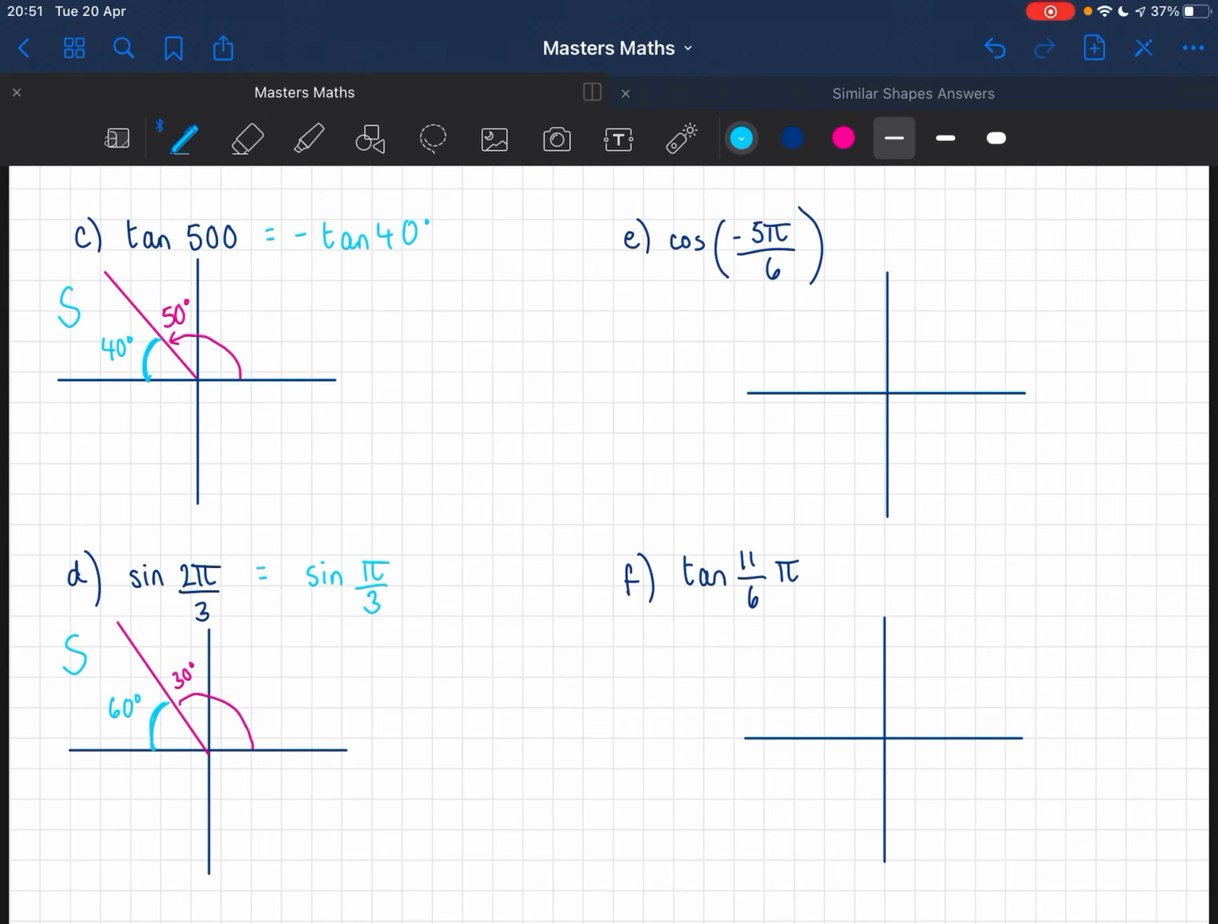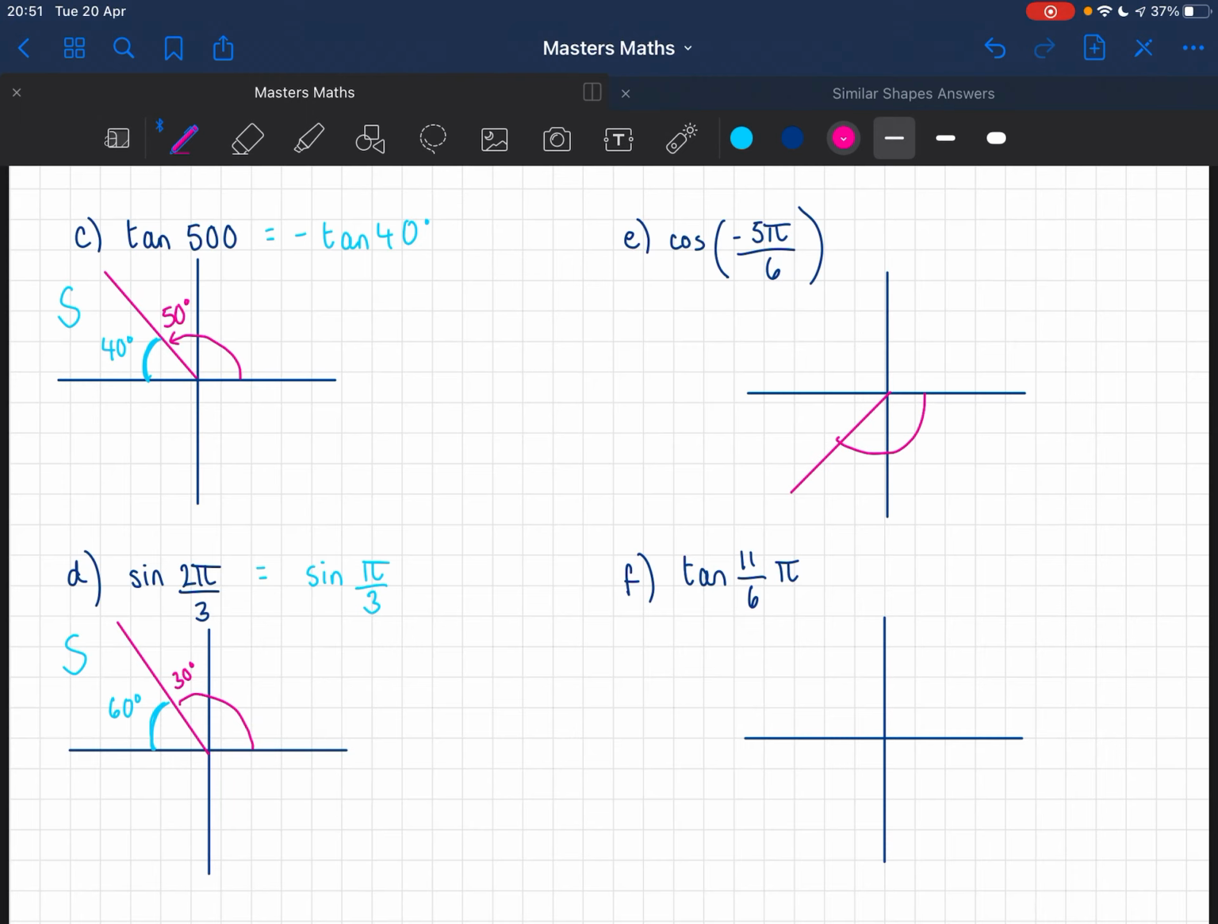And then, so cos minus 5 pi over 6. I'm going to change 5 pi over 6 into degrees, because again, that's what I like. So it's 5/6 of 180. Pi would be 180. 1/6 would be 30. 150 degrees. But we're going negative, which means we're going clockwise instead of anti-clockwise. So we're going clockwise 150 degrees, which takes us to the third quadrant here.